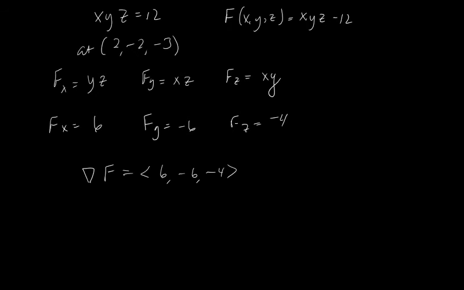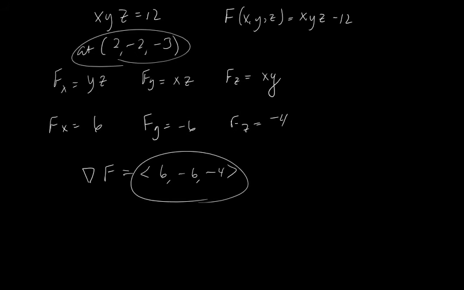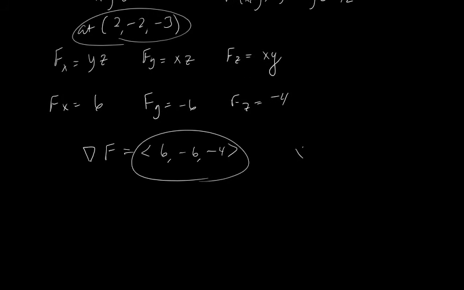Okay, so now we need the symmetric equations of these lines. Well, we have our direction vector and we have our point. So to find the equation of a line in space, that's all we need, right? So x is going to be equal to 2 plus 6t. Y is going to be equal to negative 2 minus 6t. And z is going to be equal to negative 3 minus 4t.